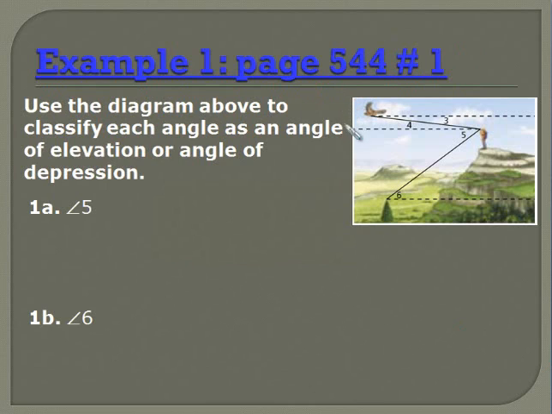All right, let's start off with an example in identifying angles of elevation and angles of depression. For the first one, 1A, angle 5. If we look here, angle 5 is formed by this horizontal line and this line of sight below the line. So angle 5 would be an angle of depression. Next, 1B, which is angle 6. Here we have this horizontal line and a line of sight that's above it. So angle 6 would be an angle of elevation.